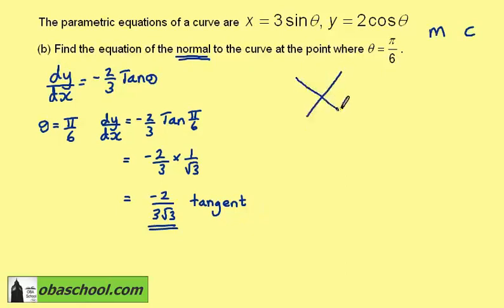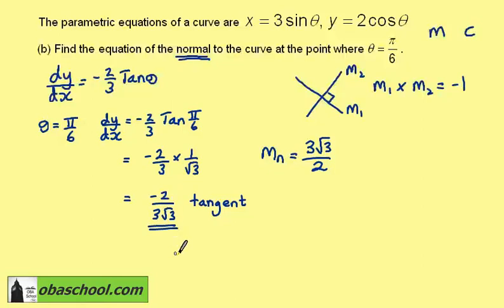Also remember that if we have two perpendicular lines with gradients m1 and m2, the product of the gradients is always minus 1. It follows that here the gradient of our normal is going to be 3 root 3 over 2, since this multiplied by this will give us minus 1.